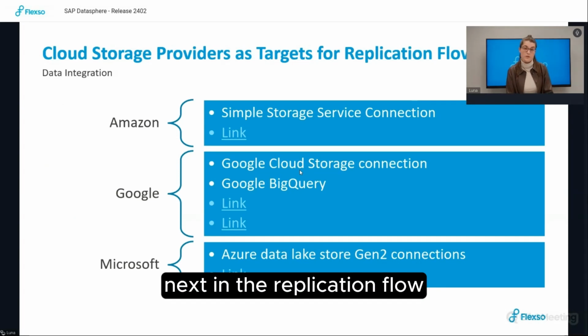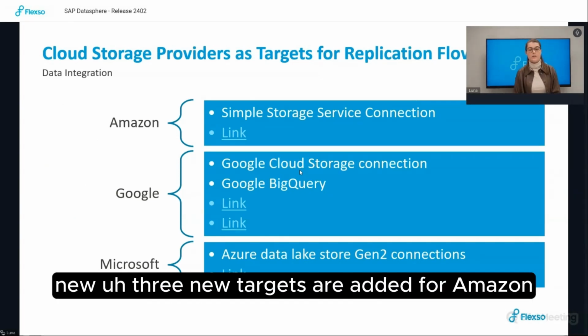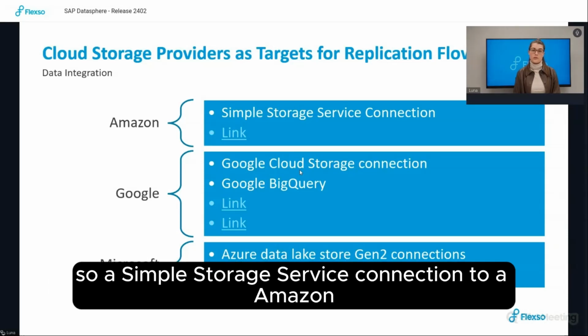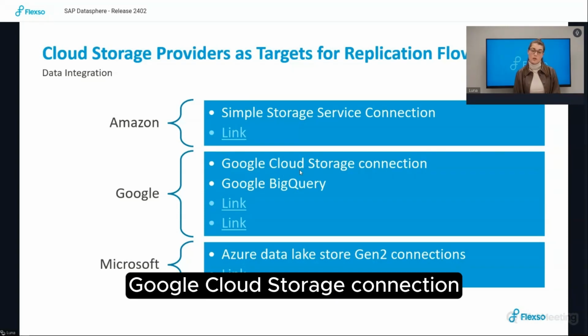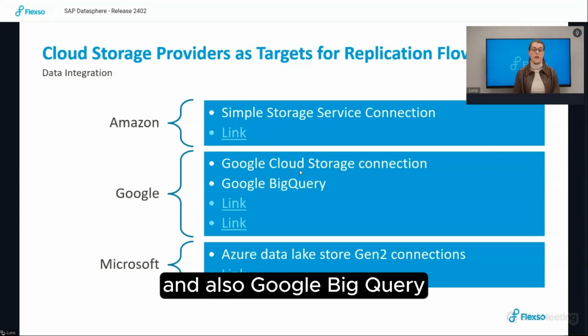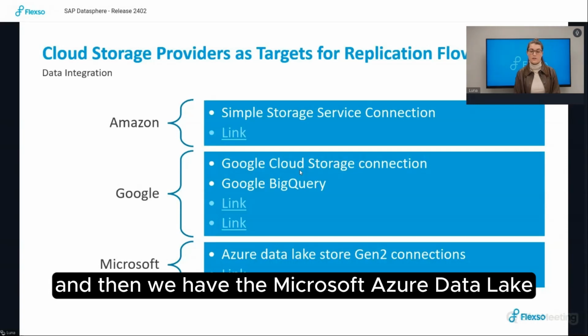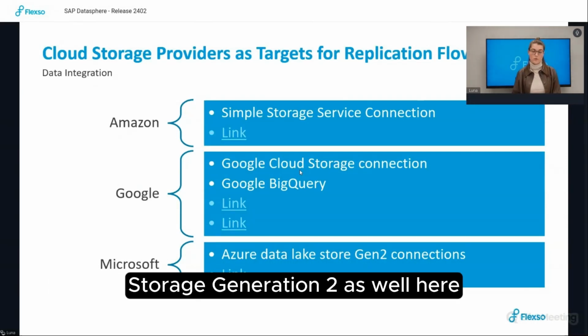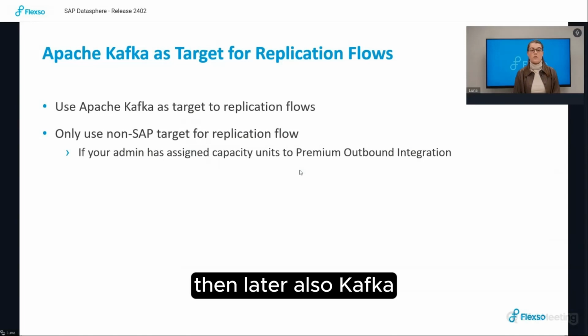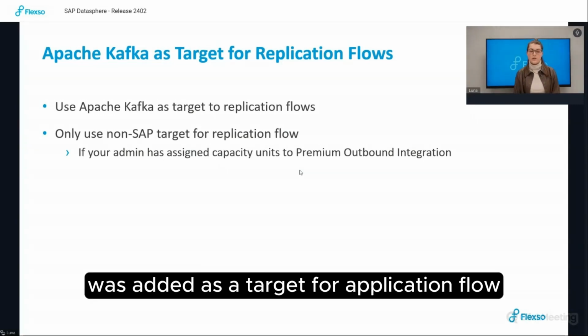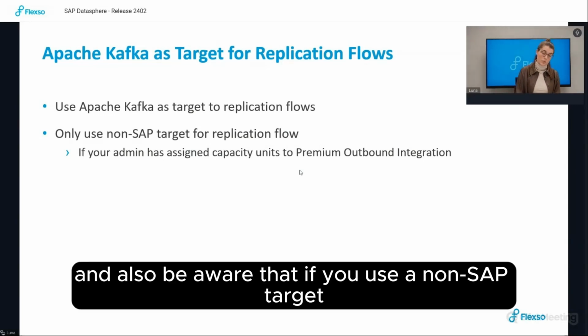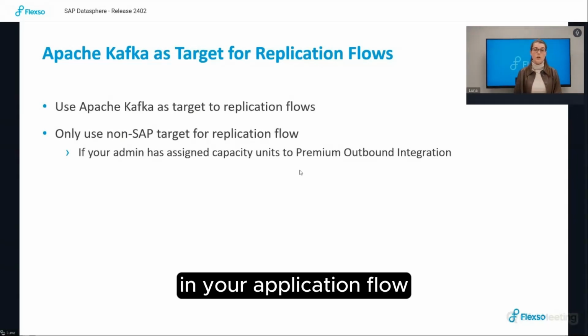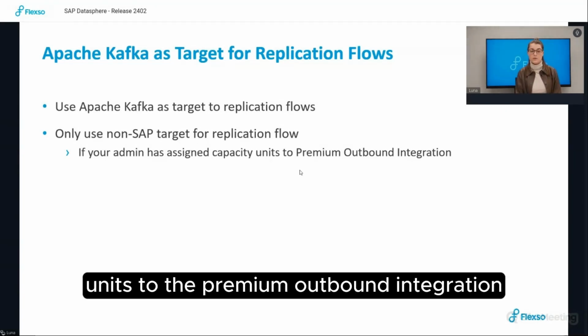Next, in the replication flow, 3 new targets are added for Amazon: a simple storage service connection to Amazon storage, Google Cloud Storage connection, and also Google BigQuery. And then we have the Microsoft Azure Data Lake Storage Generation 2 as well here. Later also Kafka was added as a target for replication flow. And be aware that if you use a non-SAP target in your replication flow, your admin needs to assign capacity units to the premium outbound integration.